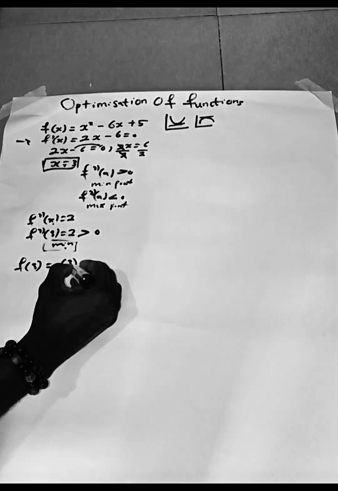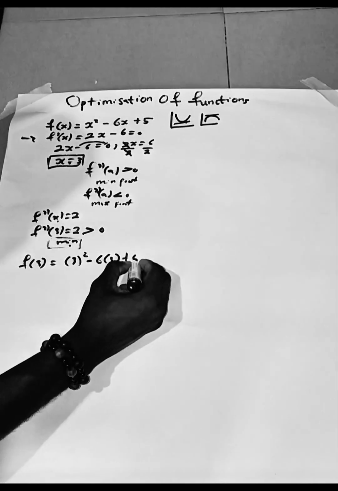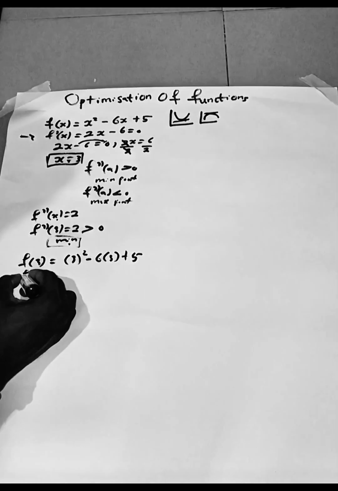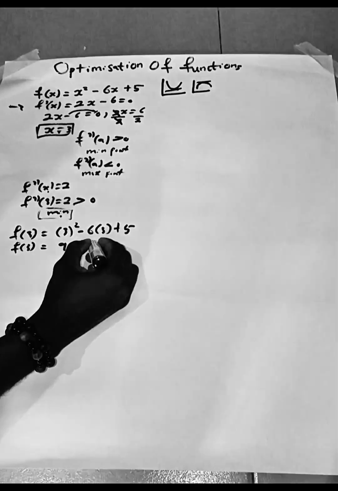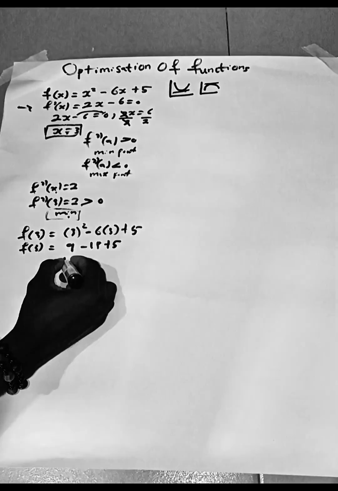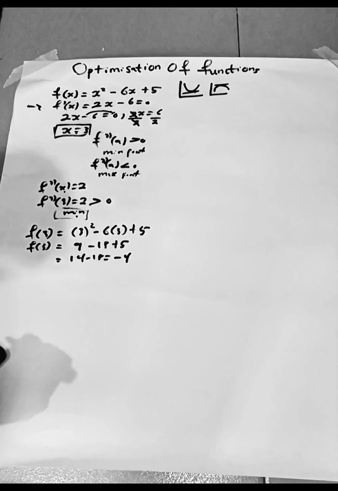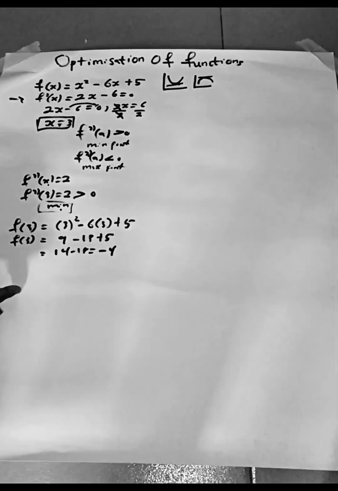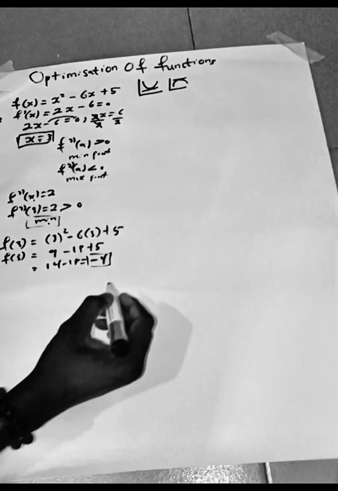So we have 3 squared minus 6 times 3 plus 5. So f of 3 is equal to 9 minus 18 plus 5. 9 plus 5 is 14, minus 18 is equal to minus 4. So the minimum value of this function at the minimum point of 3 is equal to minus 4.